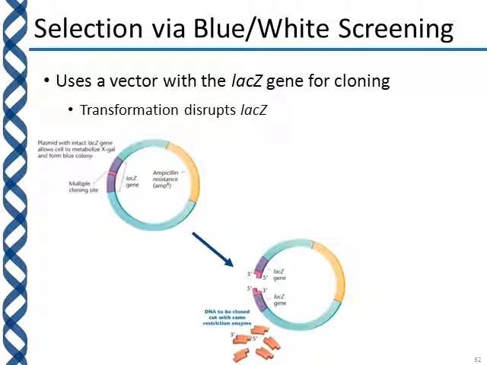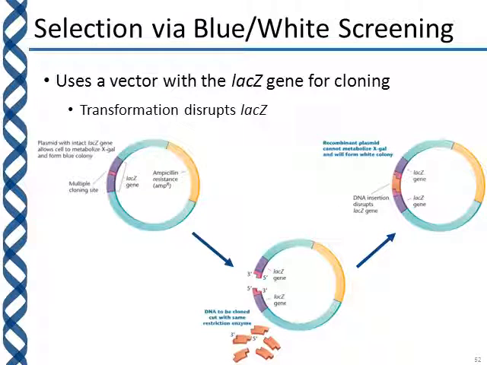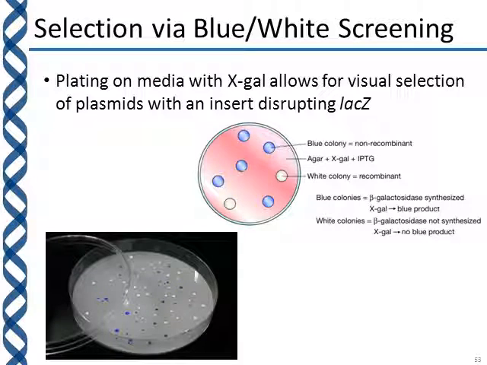This DNA is to be cut at the same restriction sites. And the recombinant plasmid cannot metabolize the X-gal and ends up forming white colonies. Here you see in the last figure we now have the DNA inserted such that it disrupts the LacZ gene. Here is a very vivid example.